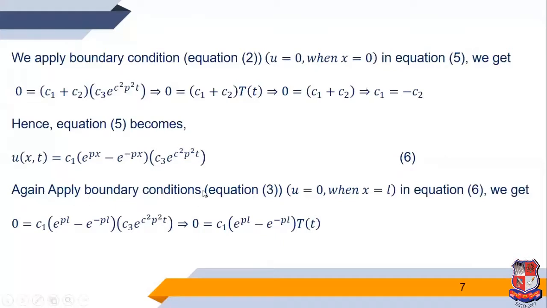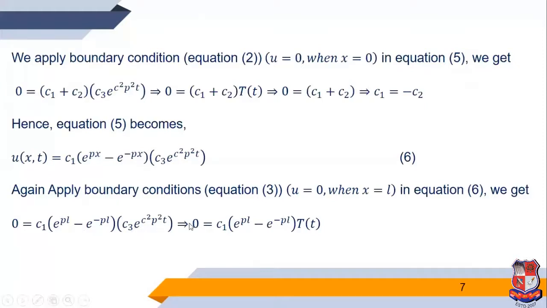Now again we apply the second boundary condition, that means equation 3. And the boundary condition is when x is L, that means the right end, the temperature value is 0, u equal to 0. So x is L, u is 0, we get 0 is equal to C1 into e raised to pL minus e raised to minus pL into this term again as it is.